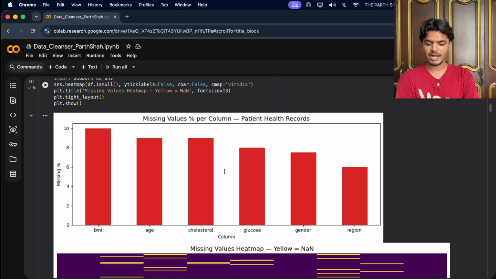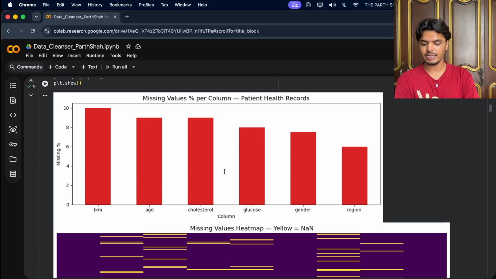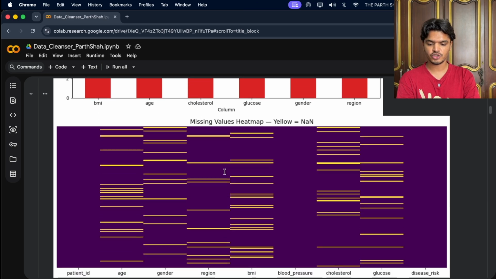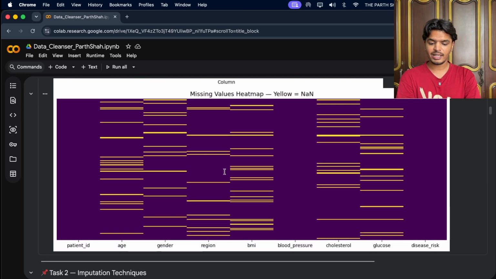Furthermore, this bar chart makes it visually clear which columns need the most attention. And the heat map below shows where in the dataset missing values are scattered. Each yellow cell is a None. The pattern is random, which is what we want in a well-designed dataset.